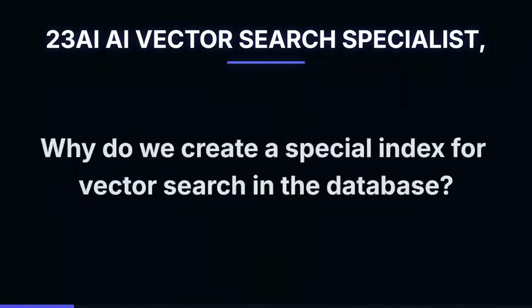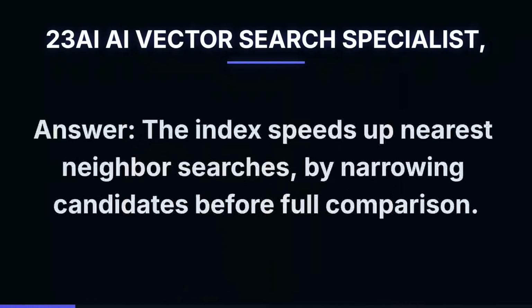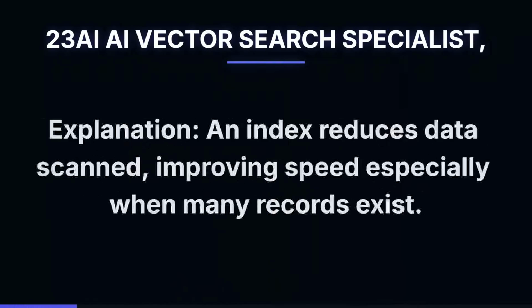2. Why do we create a special index for vector search in the database? The index speeds up nearest neighbor searches by narrowing candidates before full comparison. An index reduces data scanned, improving speed especially when many records exist.